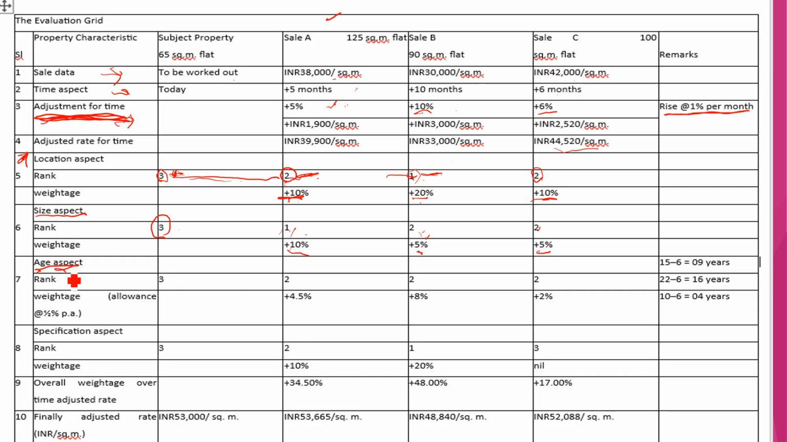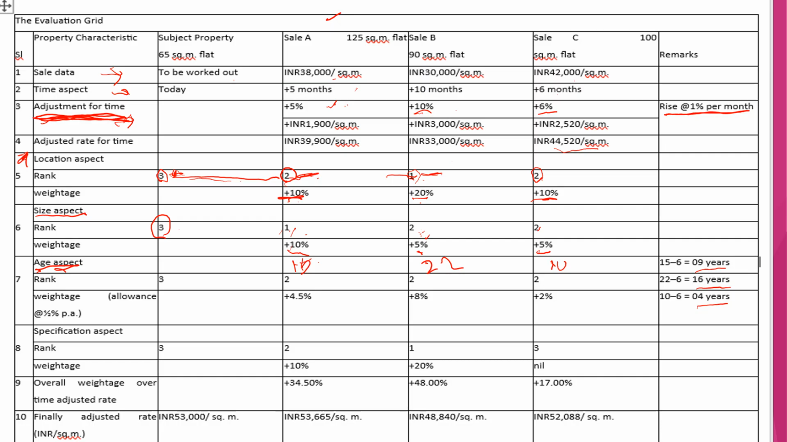For age, first of all, we find out the difference in age. Our property is 6 years old. This is 15 years old. This is 22 years old. This is 10 years old. This is 15 years old. This property is 22 years old. This property is 10 years old. We find the difference. So the first comparable is 9 years older than our property. The second is 16 years older than our property, and the third is 4 years older than our property.